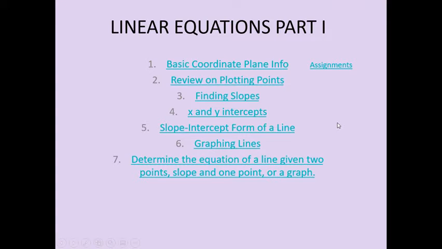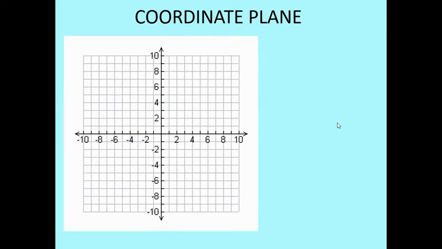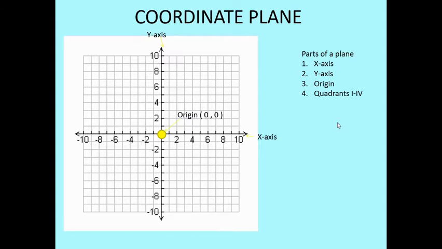Alrighty, this begins our review of linear equations. We're going to take it from the beginning, all the way from the coordinate plane onward. All right, the review of the coordinate plane. It has four parts basically. We have the x-axis, we have the y-axis. Origin is 0, 0. We have four quadrants: quadrant 1, quadrant 2, quadrant 3, quadrant 4. Notice how they go counterclockwise.